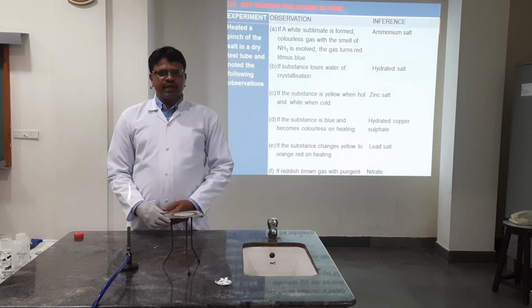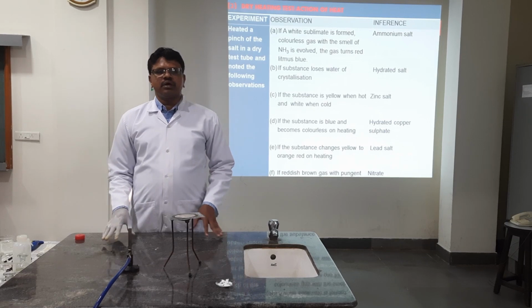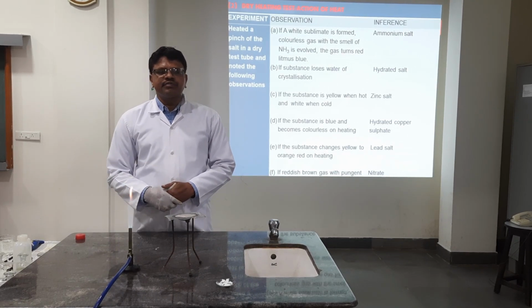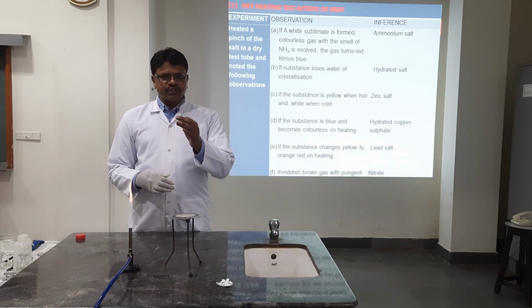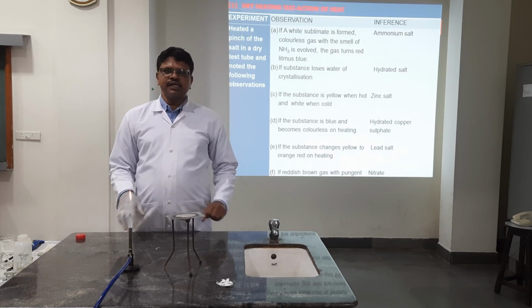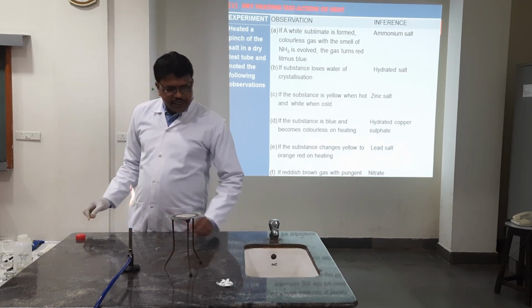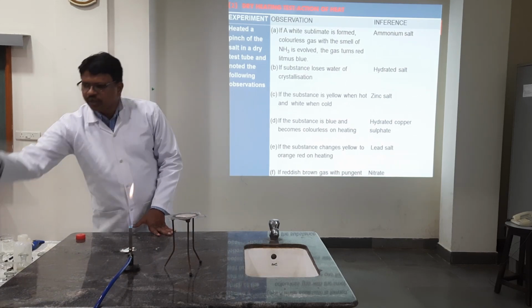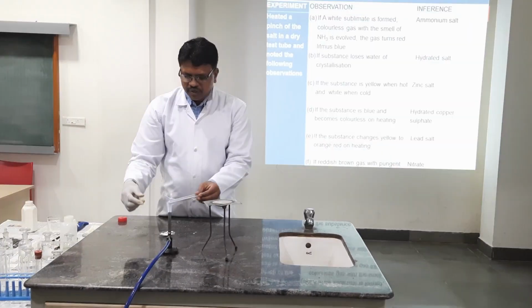Okay, so here different observations are there. You can see there. It may be an ammonium salt or hydrated salt or zinc salt or hydrated copper sulfate or lead salt or nitrate salt. So first of all, what is to be done in this test, action of heat? I should take a little amount of this salt in a dry test tube. My test tube should be dry, so we can make the test tube dry.